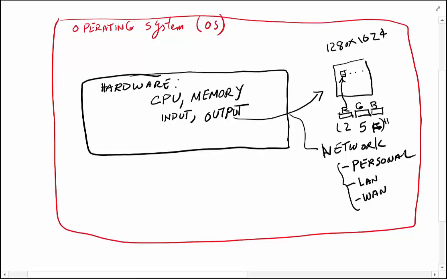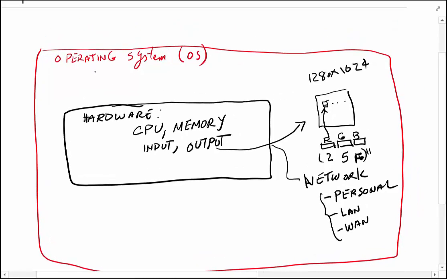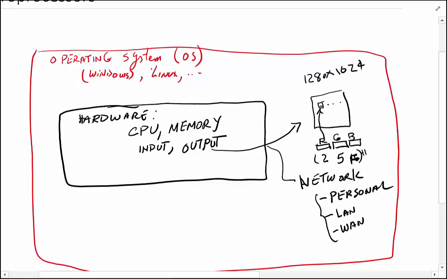So I've already kind of mentioned a couple examples. For example, Windows is an operating system, and then Linux is another operating system, and there are many more. And Macs, of course, Apple iOS is another one. But those are the biggies. There's a ton of other operating systems depending on what folks are trying to accomplish.